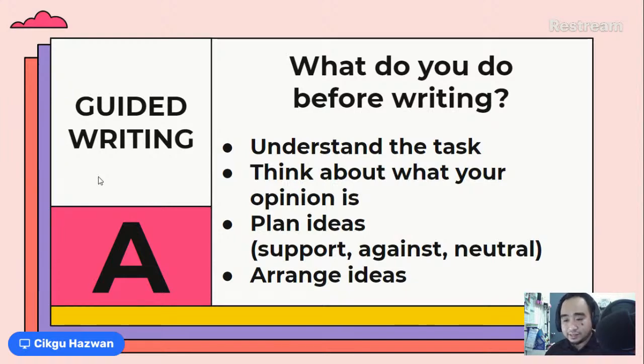And then plan ideas, whether you are going to support, go against, or be neutral. Remember just now, argumentative, you have to support or against. If it is an expository, you have to be in a neutral state, a neutral statement at the end.